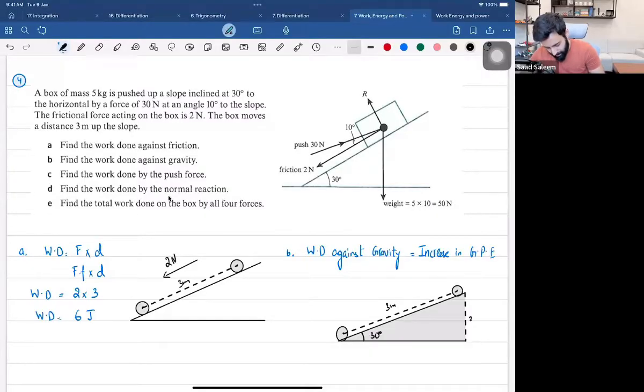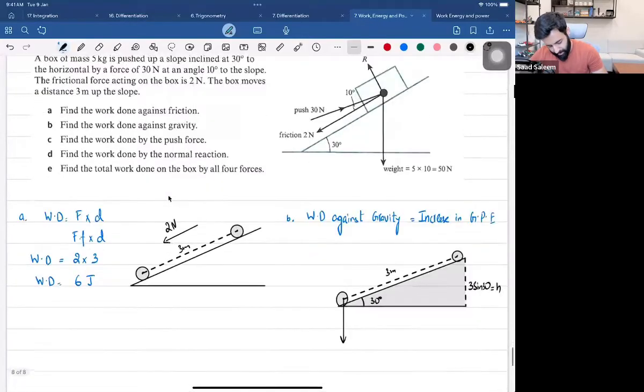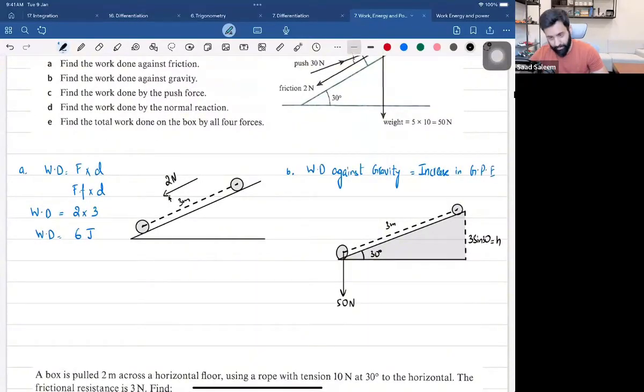So that means the height would be equal to 3 sine 30. That is what the height is equal to. Okay. And what about the weight? The weight, the mass of the object is 5 kg. That means the weight is equal to 50 newtons.